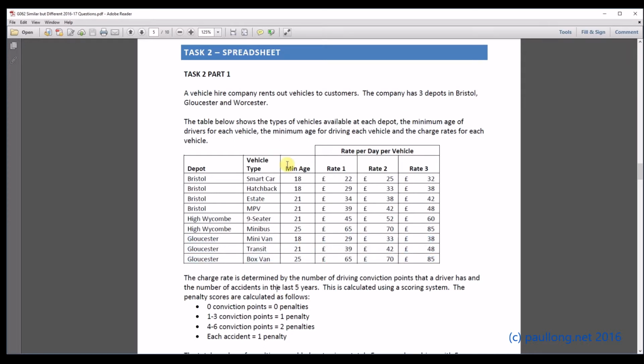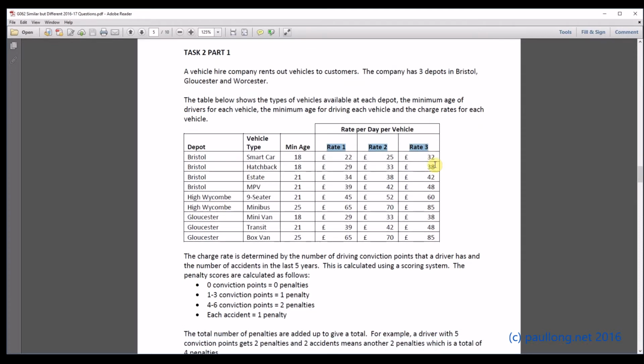Now we've also got a minimum age for each type of vehicle. So for example, an estate car, the minimum age of the driver must be 21. And then we've got 3 charging rates. So we need to know how these charging rates are determined. This is based on 2 factors. One is the number of conviction points that a driver has had, for example for speeding, and the other is the number of accidents that the driver has had in the last 5 years.